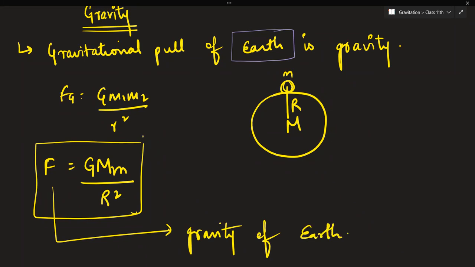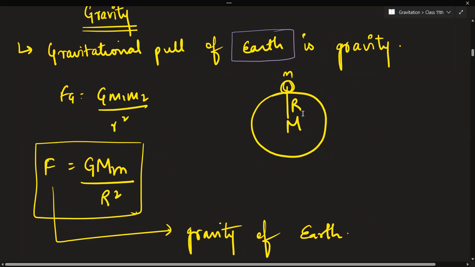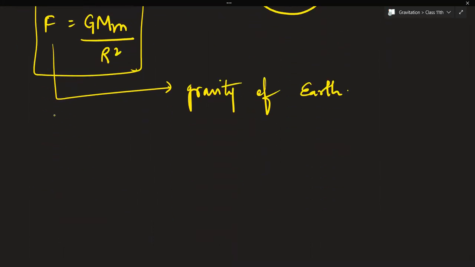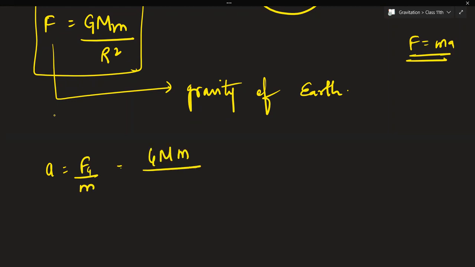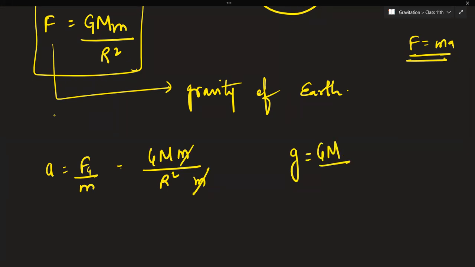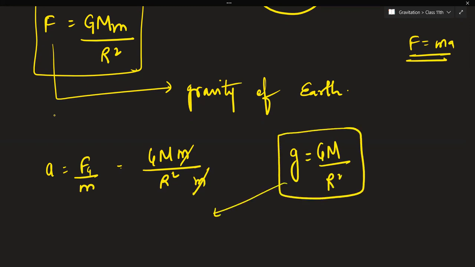Now, acceleration due to this gravitational force. See, what is the acceleration formula? F is equal to ma. So acceleration will be force by mass. Put the value: G, capital M, small m by R square, and this small m gets cancelled. Acceleration due to gravity, which is represented by small g, is capital G, capital M by R square. This is acceleration due to gravity.